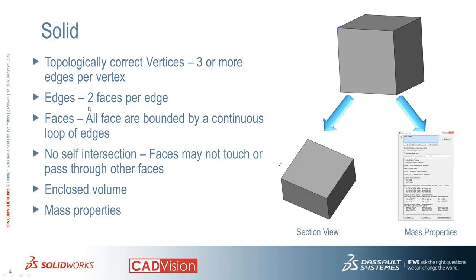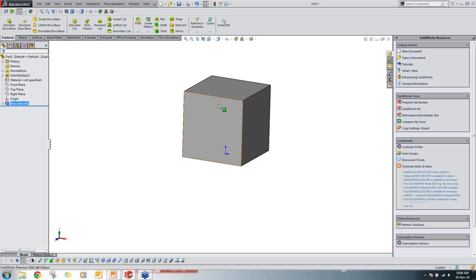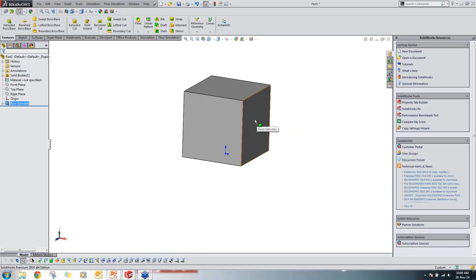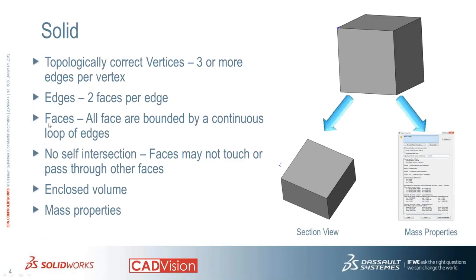A cube has 6 faces, and at each edge there are 2 surfaces. It is connected to only 2 surfaces. This is the definition of solid. For each edge, it is connected to only 2 surfaces. It cannot be connected to more than 2 surfaces. All of the faces are bounded by continuous loops of edges.